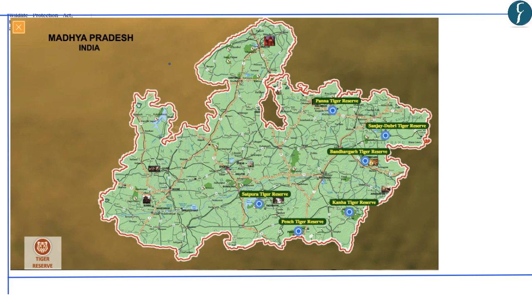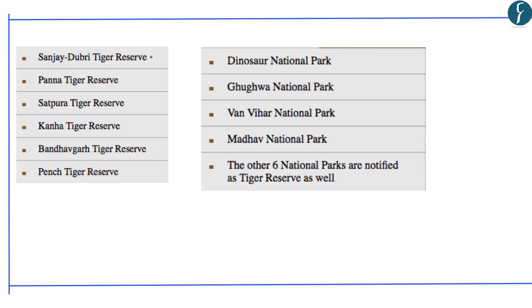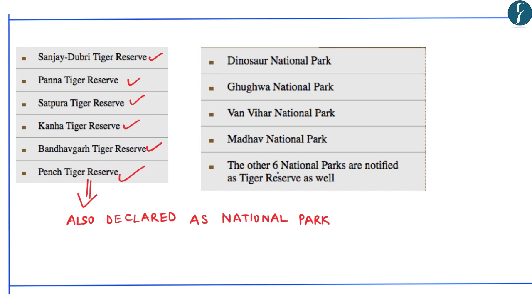Now as you can see in this map, there are 6 tiger reserves in the state of Madhya Pradesh. They are Panna Tiger Reserve, Sanjay Dubri Tiger Reserve, Bandhavgarh Tiger Reserve, Kanha Tiger Reserve, Pench Tiger Reserve and Satpura Tiger Reserve. And all these 6 tiger reserves are also declared as national parks. And apart from these 6, the other national parks in the state of Madhya Pradesh are Dinosaur National Park, Gugwa National Park, Van Vihar National Park and Madhav National Park. So these are some of the important facts not only with respect to Pench Tiger Reserve but also the 6 tiger reserves in the state of Madhya Pradesh which are also national parks.